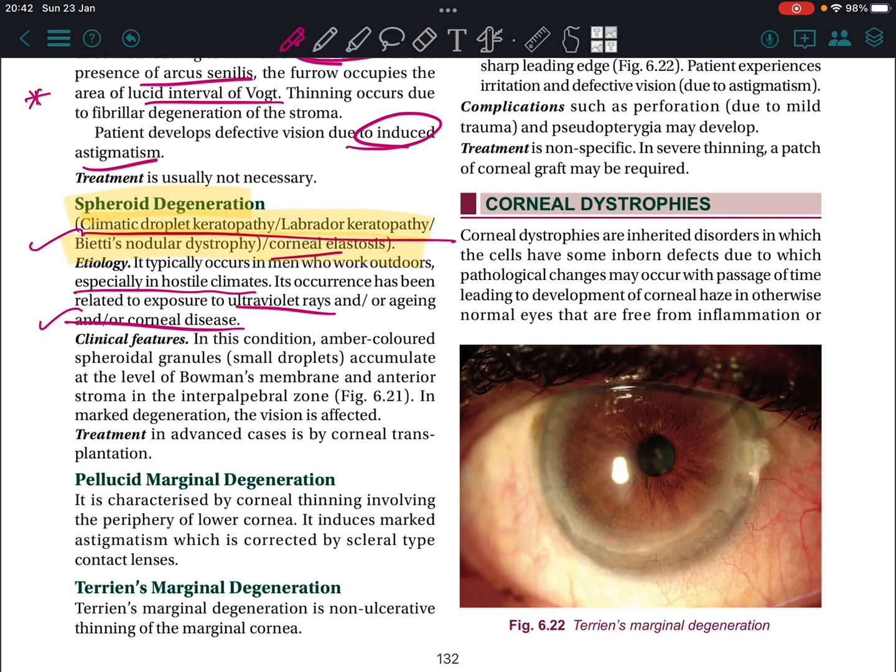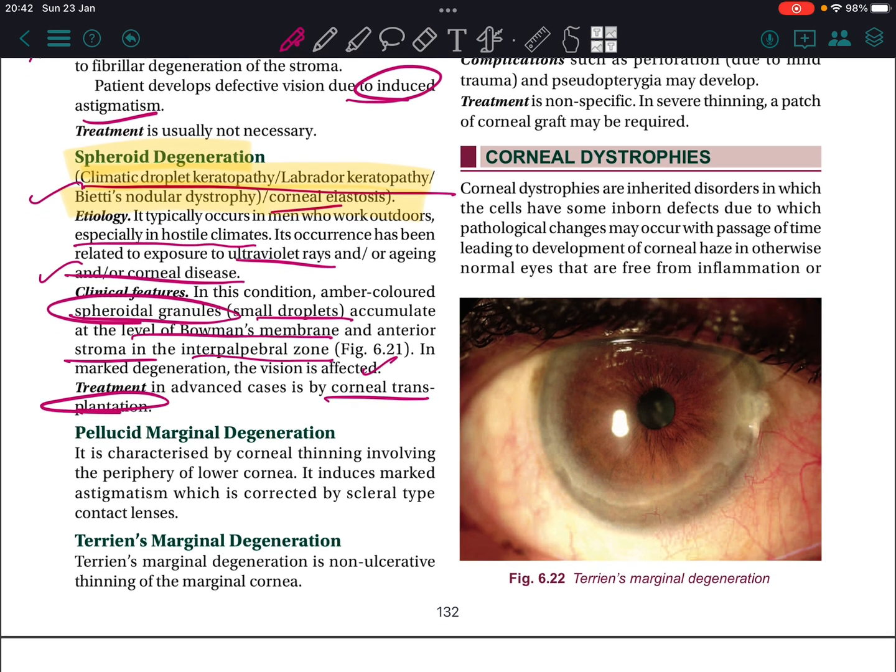Clinical features in this condition: amber-colored spheroid granules, small droplets, accumulate at the level of Bowman's membrane and anterior stroma in the interpalpebral zone. In marked degeneration, vision is affected. Treatment in advanced cases is by corneal transplantation. Pellucid marginal degeneration is characterized by corneal thinning involving the periphery of the lower cornea. It induces marked astigmatism, which is corrected by scleral type contact lenses.